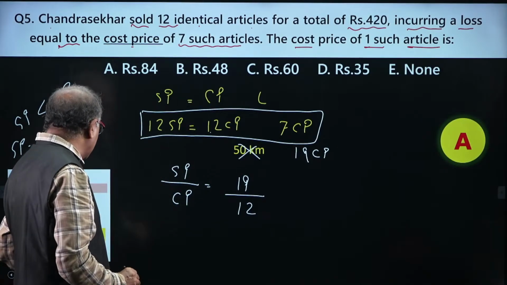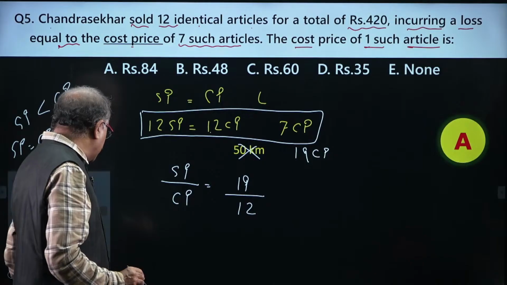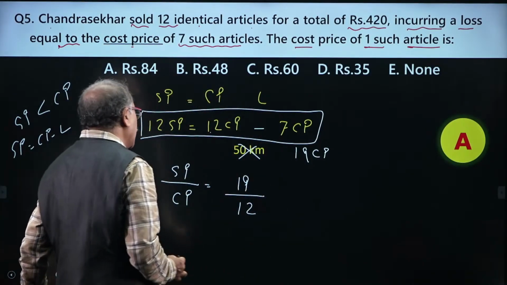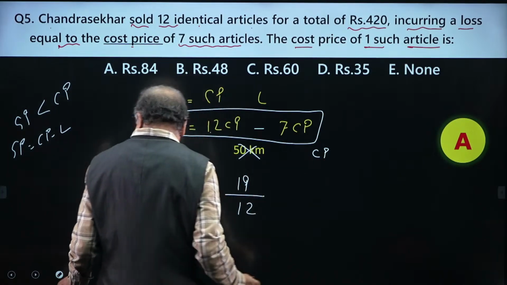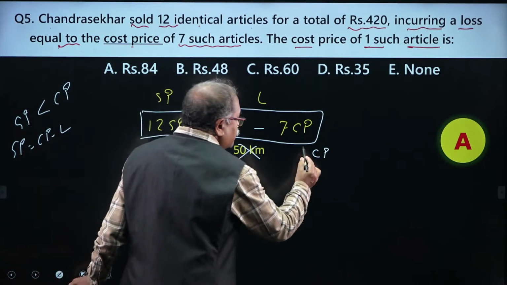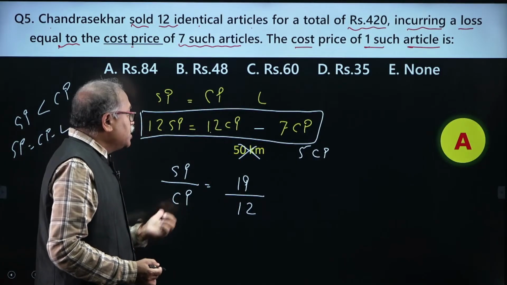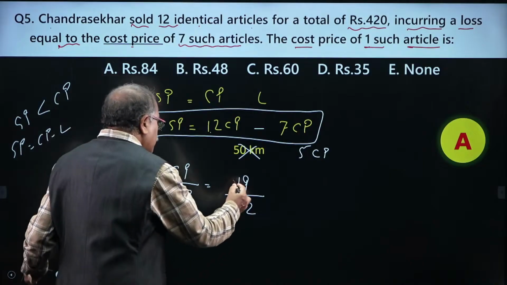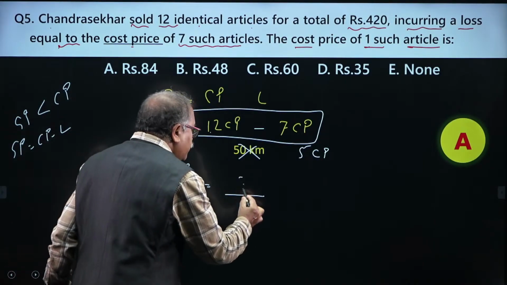Caroline, please try to answer it now. I made a mistake, my dear friend. So, here minus 7p and that comes 5 Cp. So, 12 minus 7, that is 5 Cp. So, Sp by Cp is equal to 5 by 12.